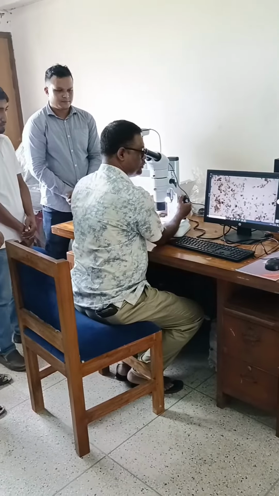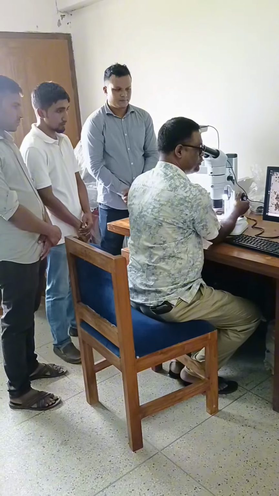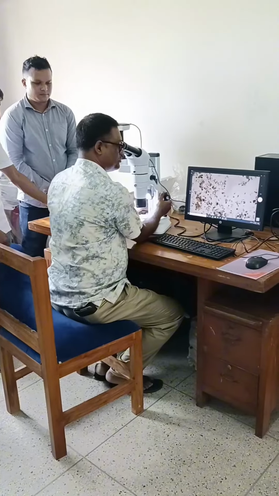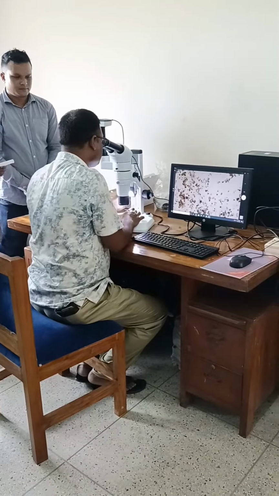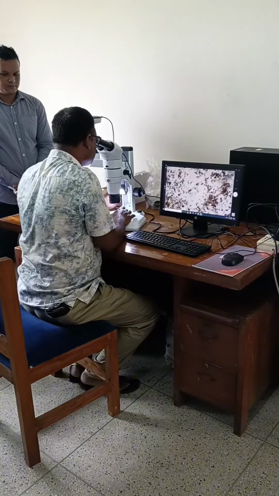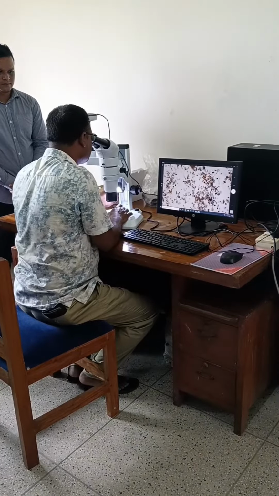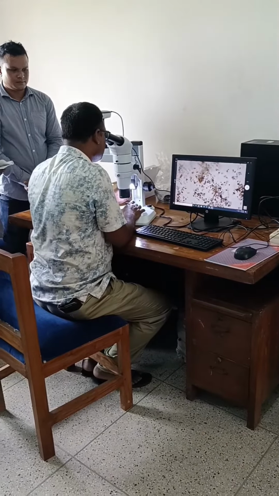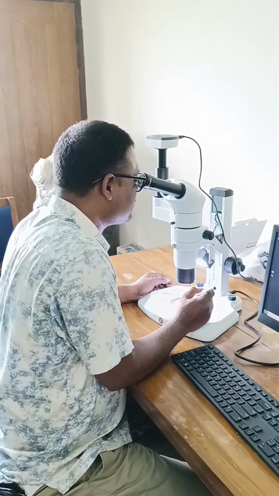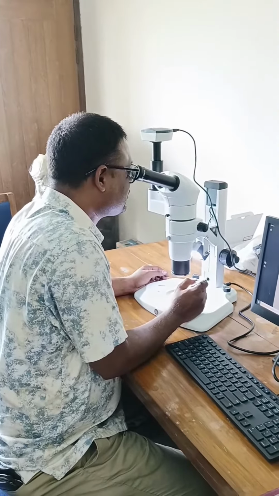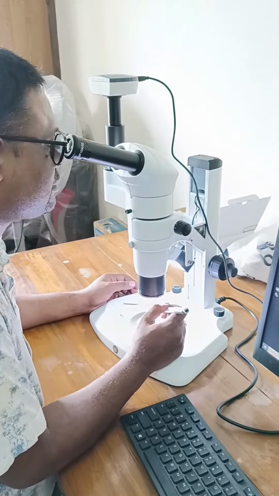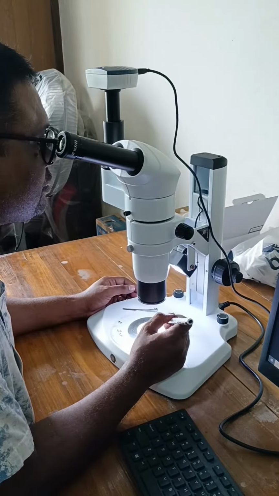Good afternoon. Today we have started the morphological identification of arbuscular mycorrhizal fungi in the Department of Environmental Science at Bangabandhu Sheikh Mujibur Rahman Agricultural University in Bangladesh. For the morphological study of AMF, we have collected samples from the germplasm center of BSMRAU.